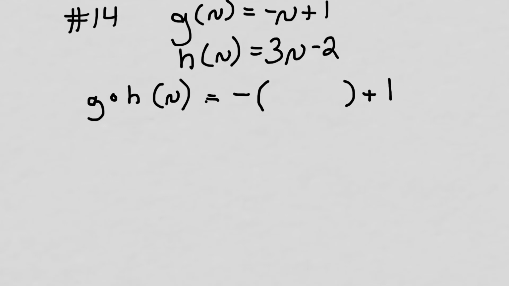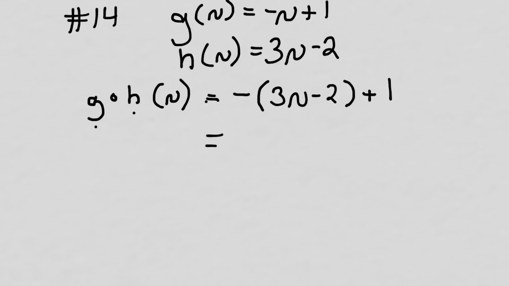All right, number 14, composite function. We want to put h inside of g. I already got the shell for g written out over here, minus parentheses plus 1. I'm going to put h inside of it, like it says in these instructions, which is 3n minus 2. This is a pretty quick problem.